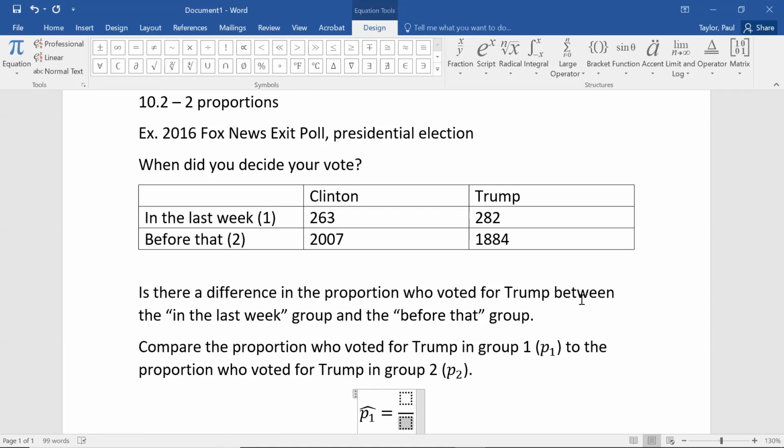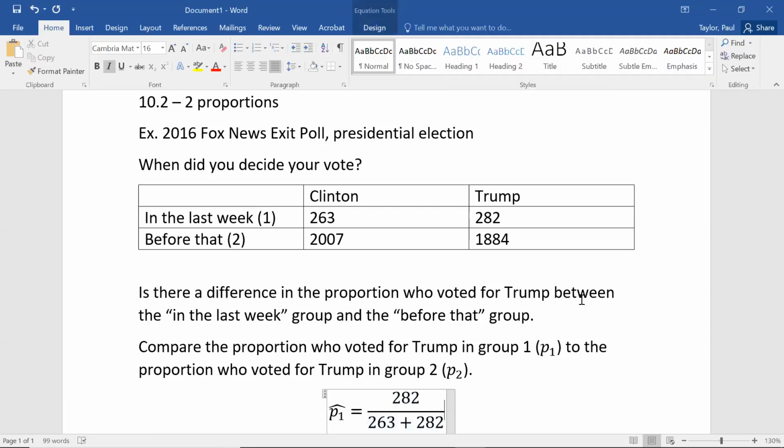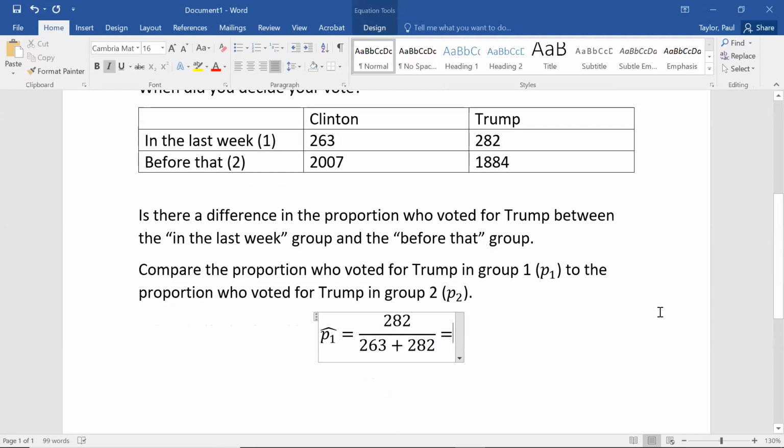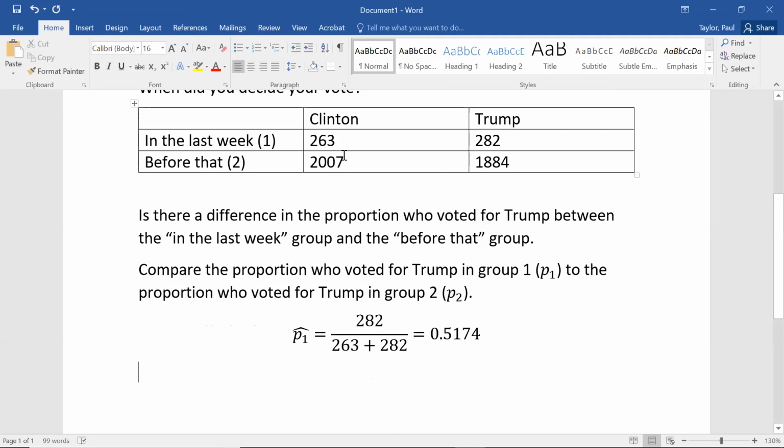So the proportion who voted for Trump in group 1. How many people are in group 1? There's 263 plus 282, and the ones who voted for Trump is 282. So the denominator is the total in group 1, and the numerator is the ones who voted for Trump in group 1. This proportion comes out to 0.5174. So a little over half of group 1 voted for Trump in our sample.